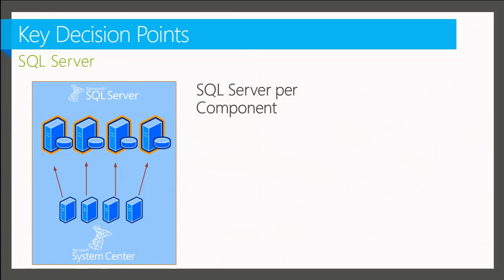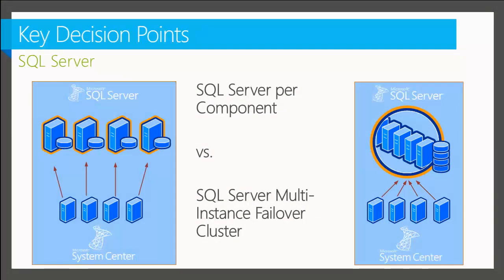So the next key decision point as you deploy is the SQL Server architecture. I'm sure you're familiar with this from your own deployments, but when you're deploying all of this in a private cloud solution, what is your SQL topology going to look like? Do you have an existing SQL farm that you want to leverage? Do you want to use one SQL Server local to each component? Or what we recommend is a multi-instance failover cluster.